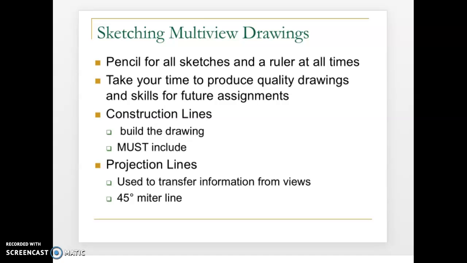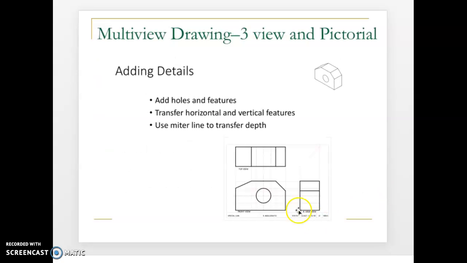Then we begin to block this out, and we use construction lines to build our drawing. Again, you must include all construction lines. Then we use projection lines. Projection lines, again, will allow us to take information and project it to another view, or some people also refer to projection lines as construction lines, transferring the edge of the circle in the front to a hidden line in the top. Center the circle in the front to the center in the top, edge of the circle to a hidden line in the top view.